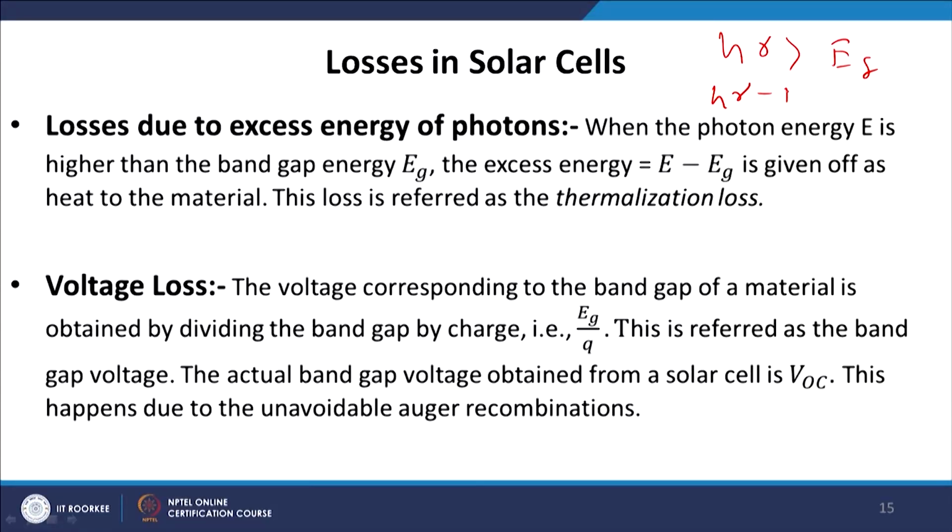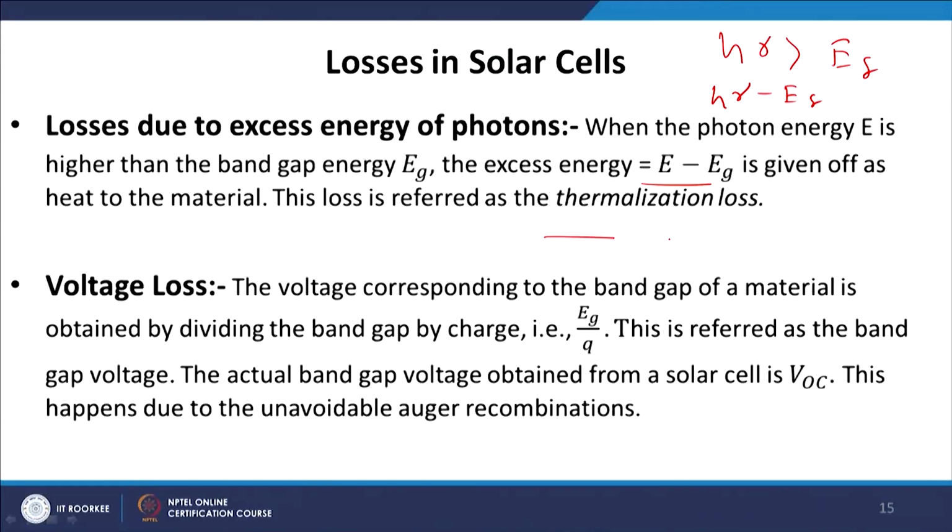What is the amount of excess energy? That is hν minus Eg, or E minus Eg, which is given off as a non-radiative emission, or as heat to the material. As we know, if we give heat to the solar cell, the efficiency will decrease. So this loss is referred to as the thermalization loss.